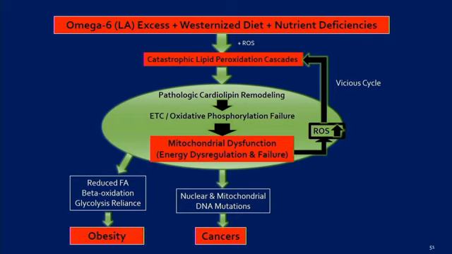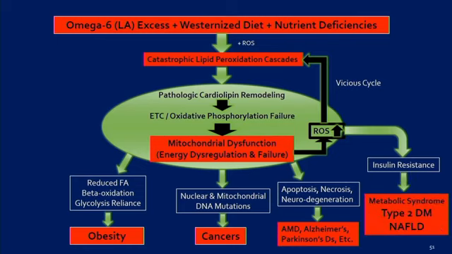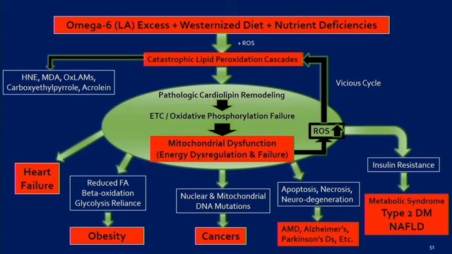So what happens out of this? Weight gain, obesity. Back on your right, energy failure leads directly to apoptosis, programmed cell death, or necrosis, toxic cell death. We get neurodegeneration, diseases like macular degeneration, Alzheimer's, Parkinson's, and so on. From the reactive oxygen species, this directly creates insulin resistance. That leads to metabolic syndrome, type 2 diabetes, non-alcoholic fatty liver disease. Over on your left, we've already seen this, mitochondrial dysfunction leads to heart failure. And back up with the lipid peroxidation cascades, toxic aldehydes, contributing to all of the diseases of civilization.